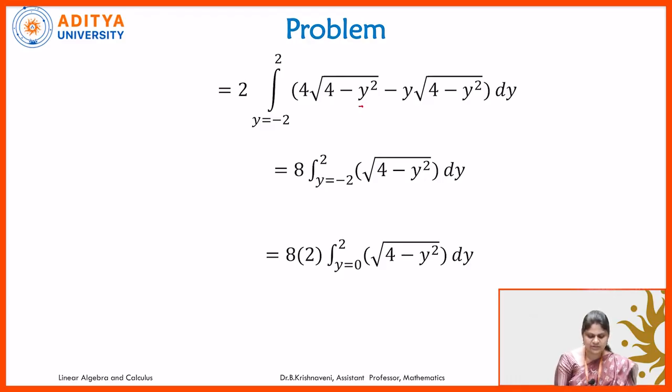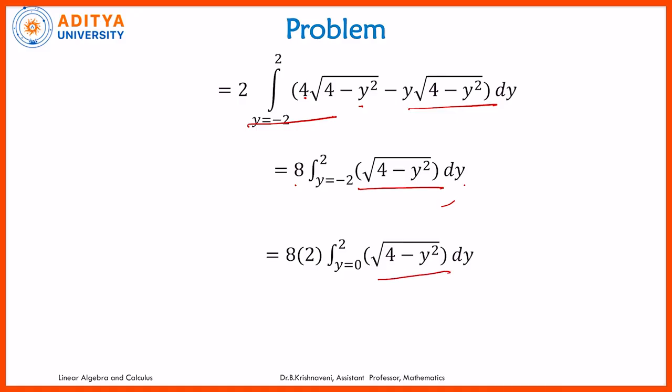Now if we consider this, we take the first term only, because the second term is an odd function and its integral from minus 2 to 2 becomes 0. So now 4 into 2 is 8, the integral for y from minus 2 to 2 of root of (4 - y²) dy. Since the first part is even, we can write this as 2 times the integral for y from 0 to 2 of root of (4 - y²) dy.